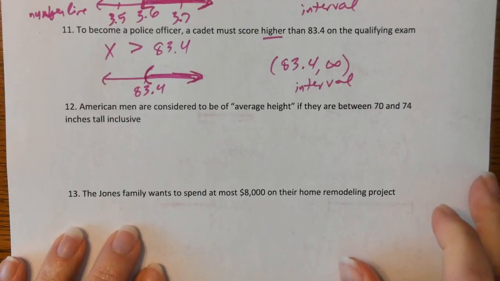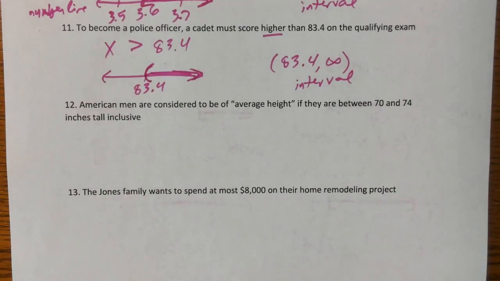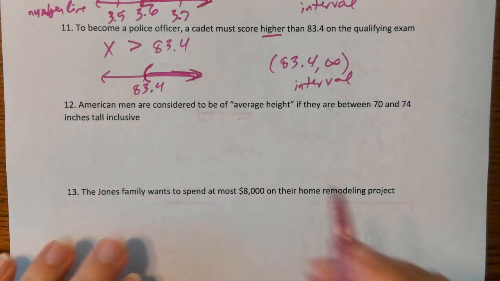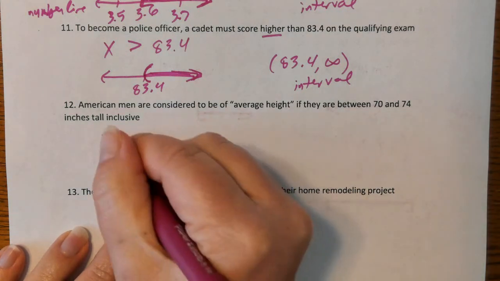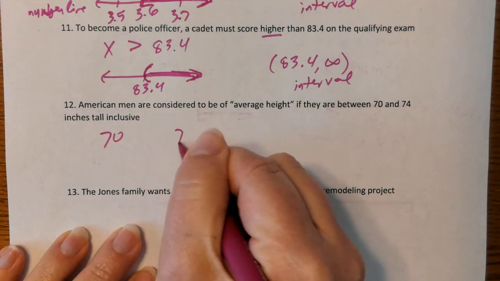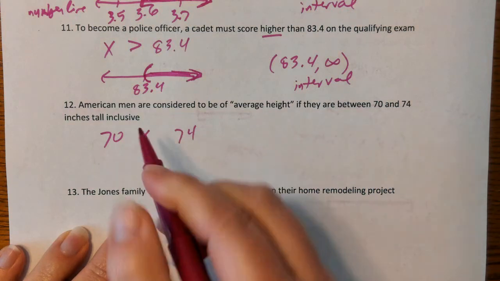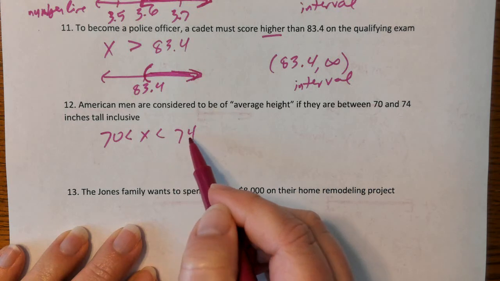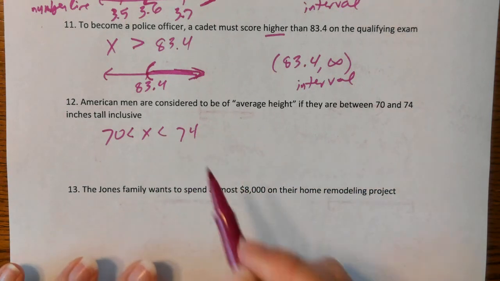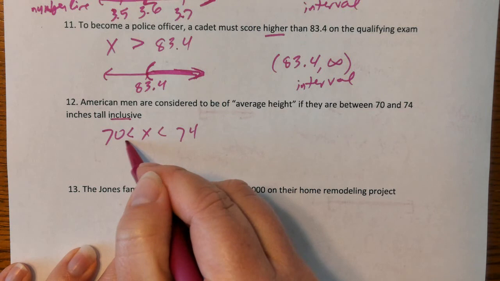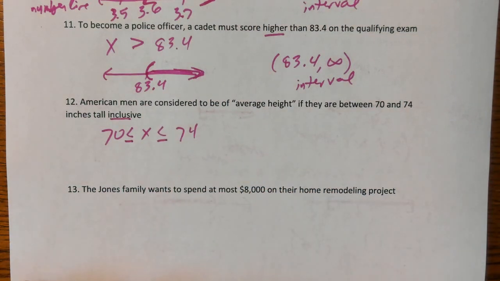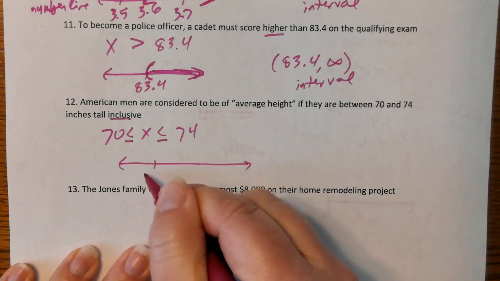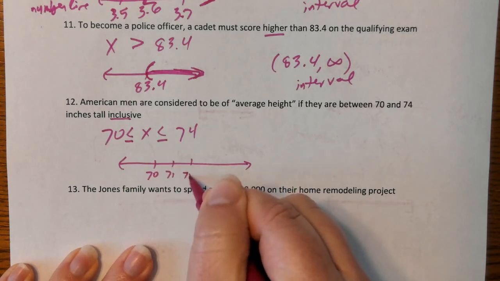Number 12, American men are considered to be of average height if they are between 70 and 74 inches tall inclusive. Okay, so we want in between 70 and 74. Our X numbers are in between there. So I'm going to say, hey, 70 is less than X, X is less than 74. Okay, X is in between those numbers. Since it says inclusive, that means it can equal those numbers. It could equal 70, it could equal 74. So there's my inequality.